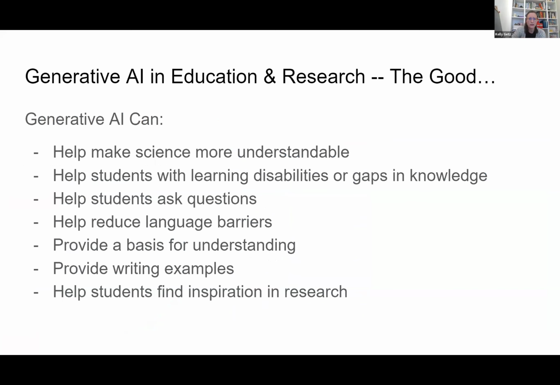So we talked about the good, and mainly as a class we generated some of these; this was some of their ideas and some of mine. Generative AI can make science more understandable. It can help students with learning disabilities or gaps in knowledge. It can help students phrase their questions, reduce language barriers. It can help with writing and writing examples.